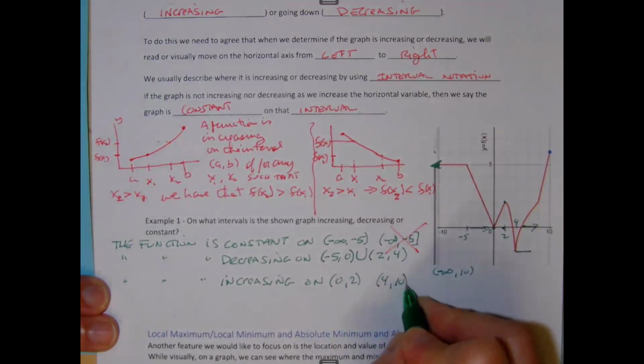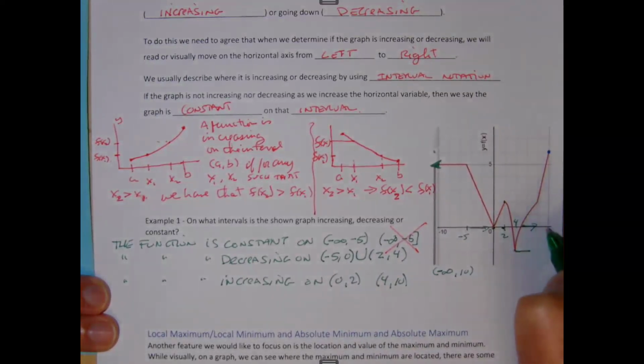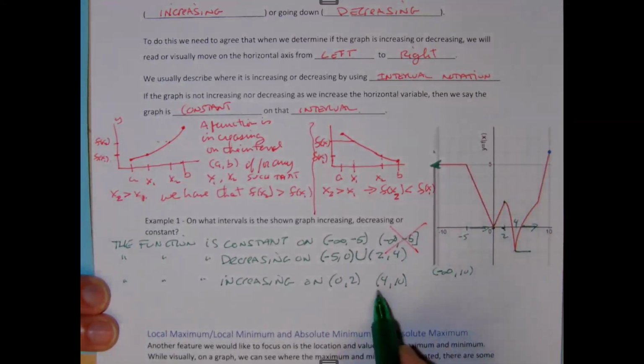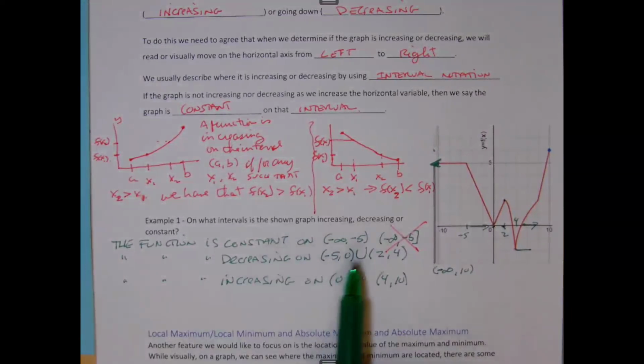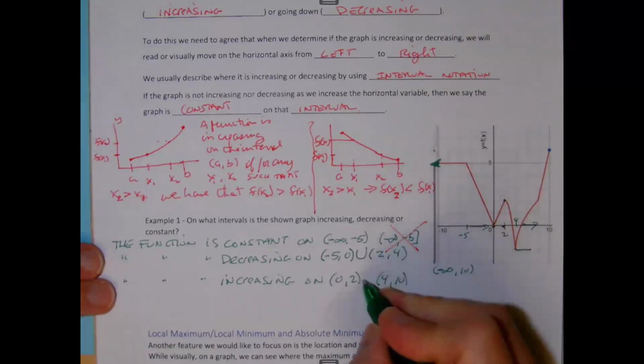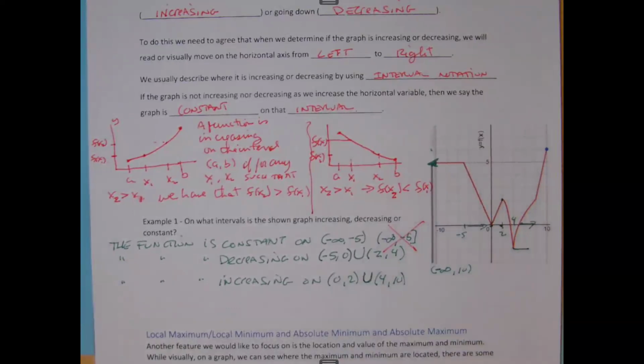I notice again, I'm not including 10. I know there's a little solid dot, I'm not sure I include that, but no. I want to describe where it is increasing, and we don't include the endpoints when doing this type of description. So here's where the function is constant, decreasing, and increasing, and we describe everything using interval notation, and then I have to unite these two intervals. So I use my union symbol.